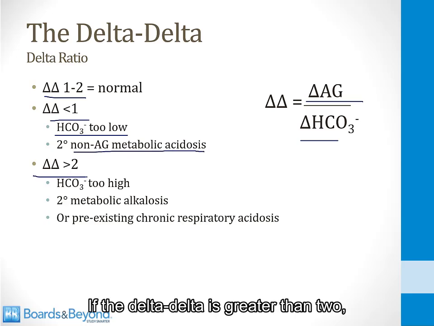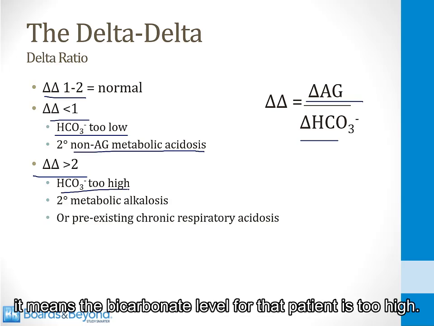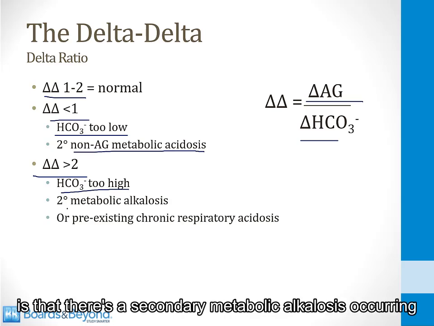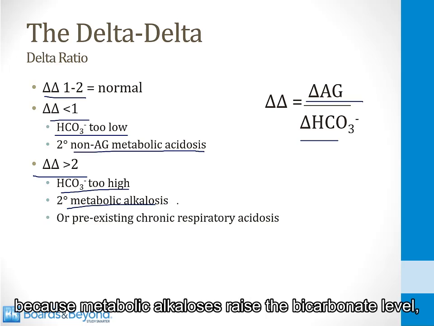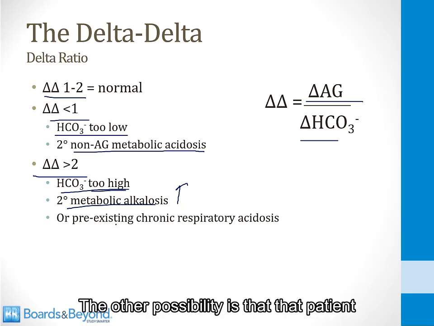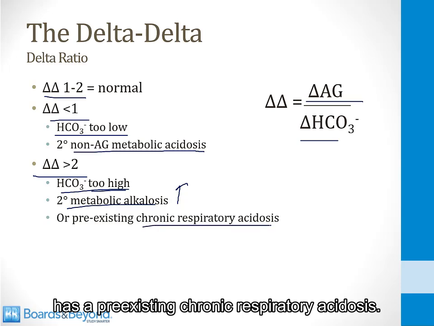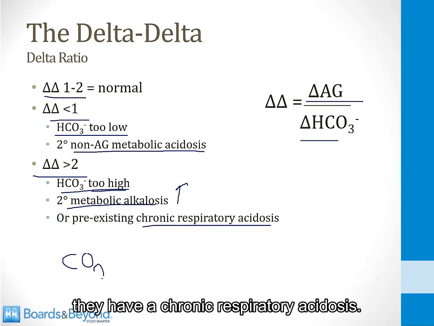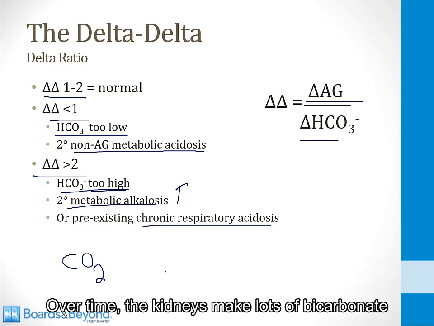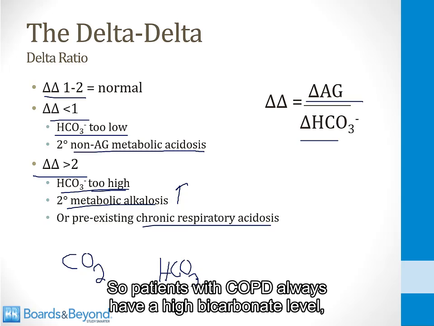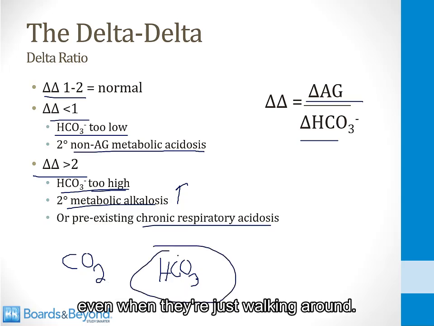If the delta-delta is greater than 2, it means the bicarbonate level for that patient is too high. There are two reasons this can occur. The first one is that there's a secondary metabolic alkalosis occurring, because metabolic alkaloses raise the bicarbonate level and therefore could make it too high. The other possibility is that that patient has a pre-existing chronic respiratory acidosis. So patients with COPD always have a high level of CO2. They have a chronic respiratory acidosis. Over time, the kidneys make lots of bicarbonate to compensate for the chronically elevated level of CO2. So patients with COPD always have a high bicarbonate level even when they're just walking around.